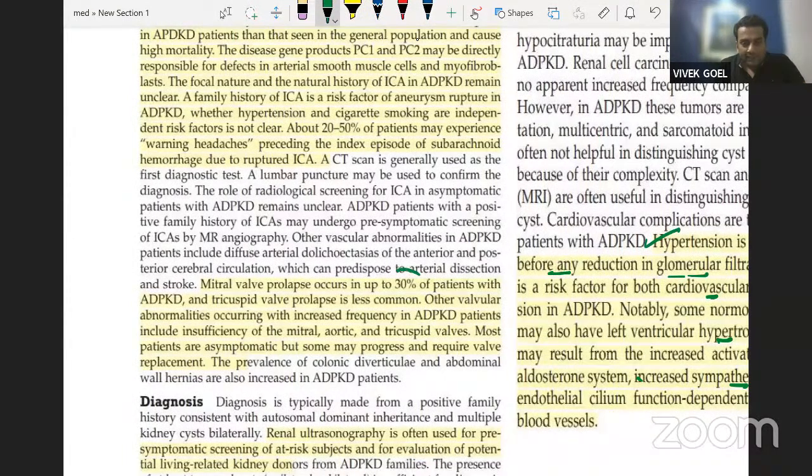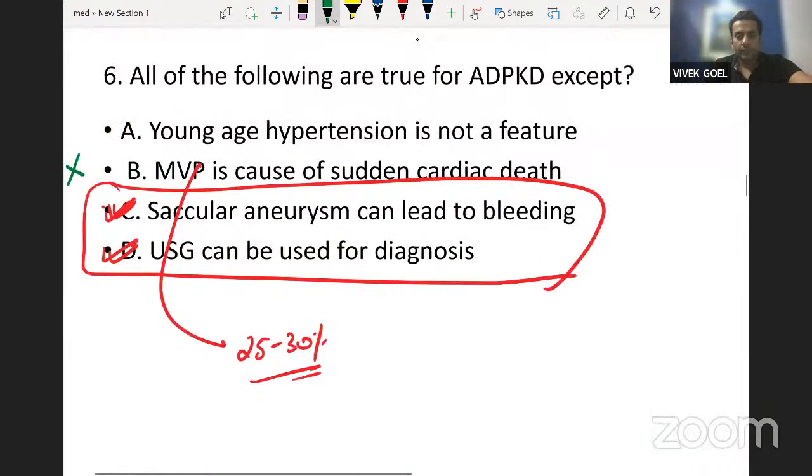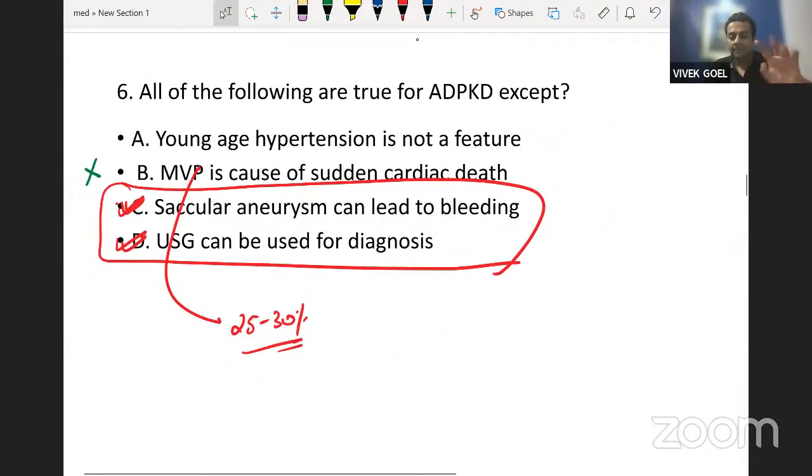Mitral valve prolapse occurs in up to 30% patients. Other valvular lesions can occur, like mitral, aortic, tricuspid valve insufficiency. But most patients are asymptomatic. This is the key line. So the moral of the story is, young onset hypertension is not a feature is also a wrong statement.